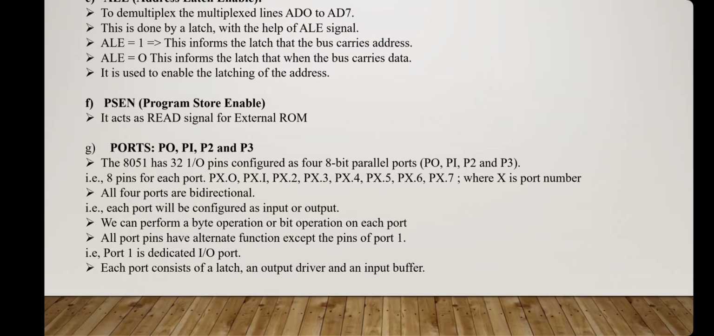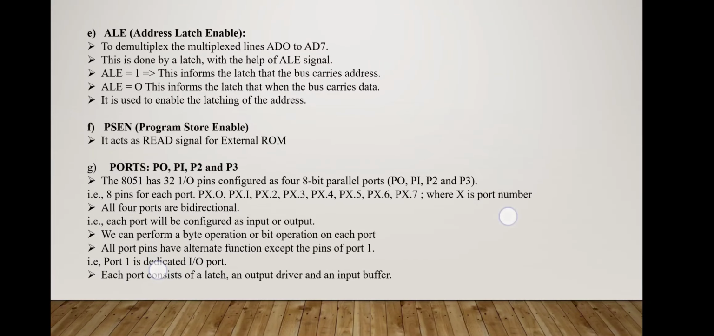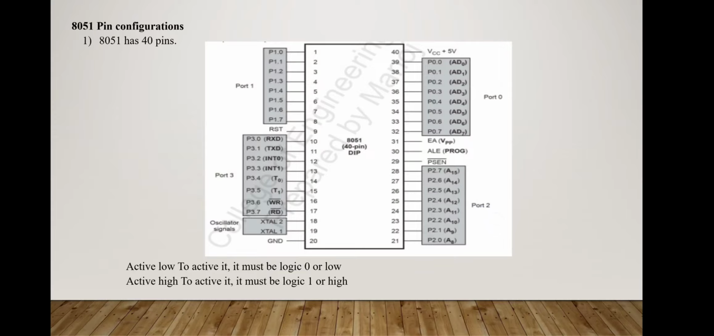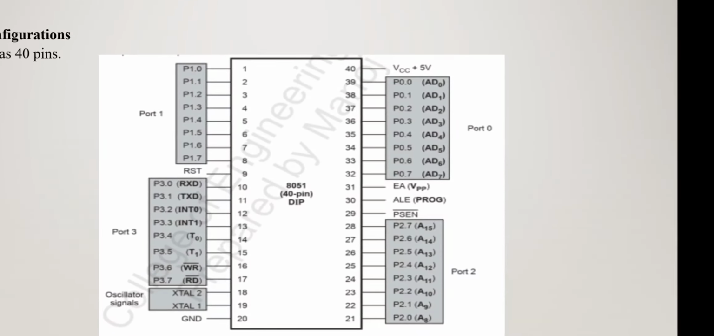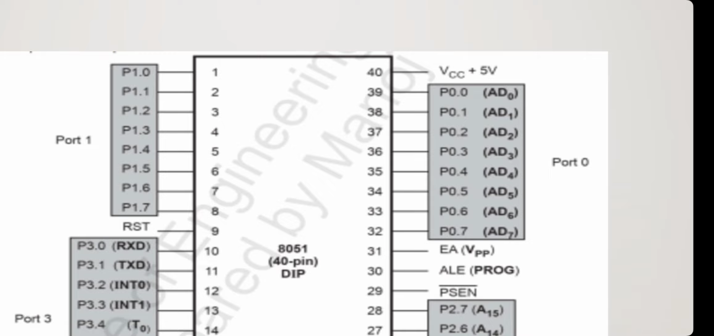We can perform a byte operation or a bit operation in each port. Okay, we can take a byte at a time or a bit at a time. All port pins have alternate functions except the pins of port 1. That is, port 1 is dedicated only to IO. We know that there are 4 ports. Each port has alternate functions, but port 1 has none. It is only used for input and output, that is, to receive data and transmit data.